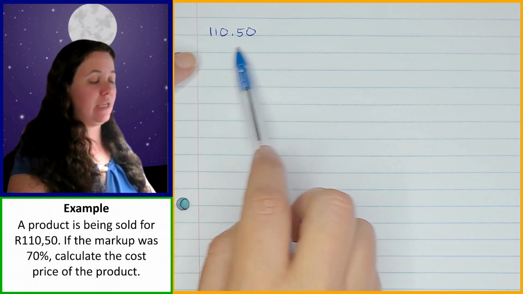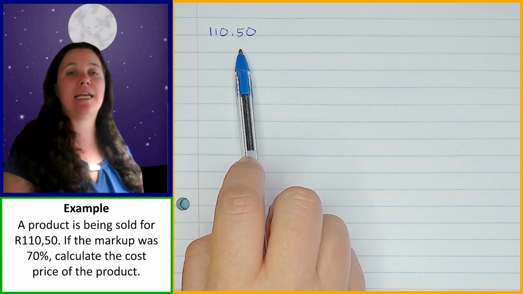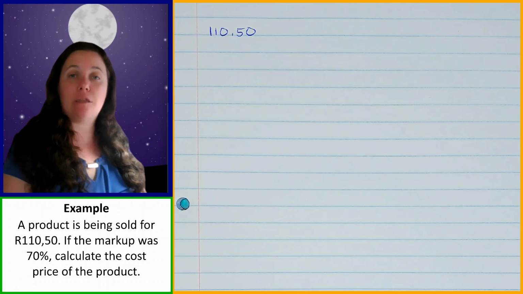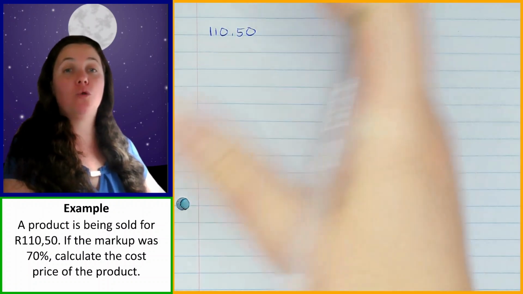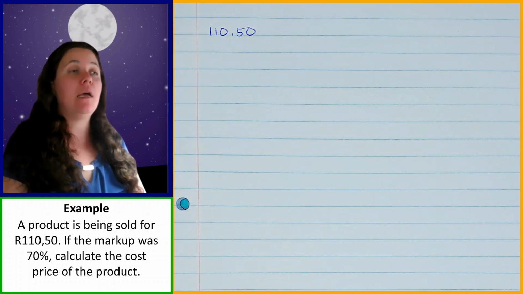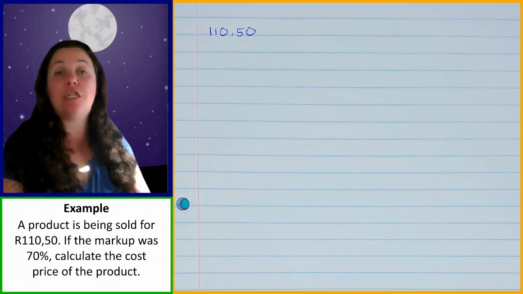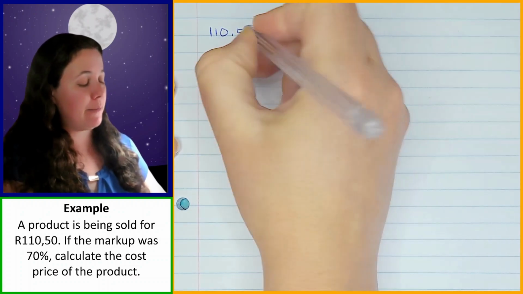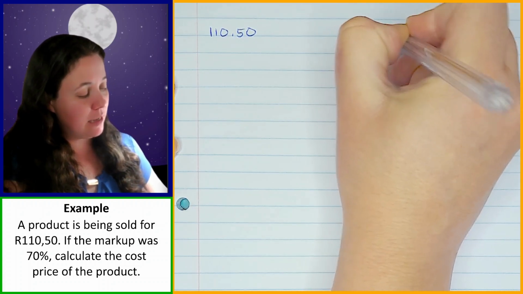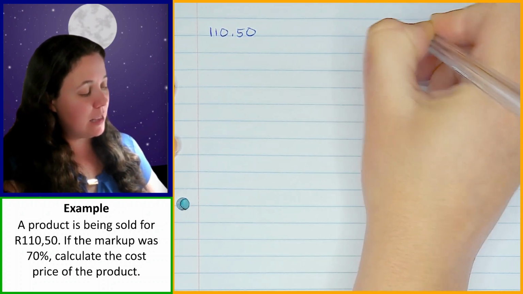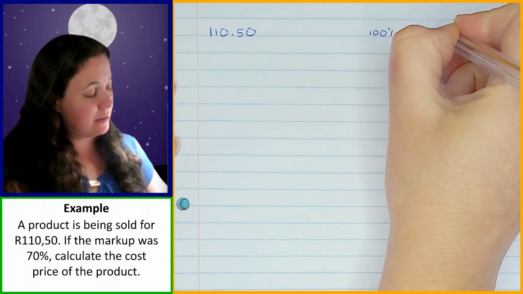So in this case over here, what we have is the selling price. Now the selling price is obtained by taking the cost price and adding the markup. Okay, so the cost price is going to always be 100%. That'll be your total amount, and then your markup is a percentage of that. So the amount that we've got over here, the selling price, is going to be 100% plus the markup, which is 70%.